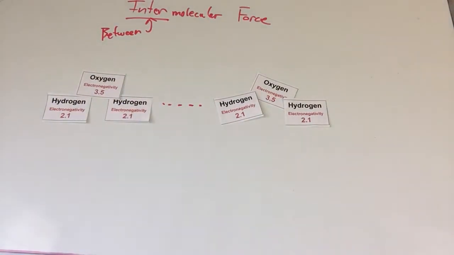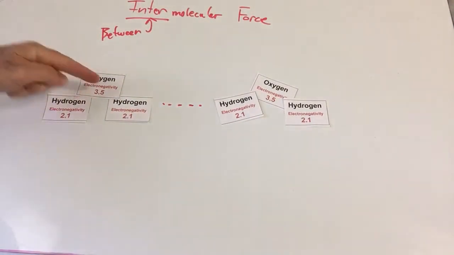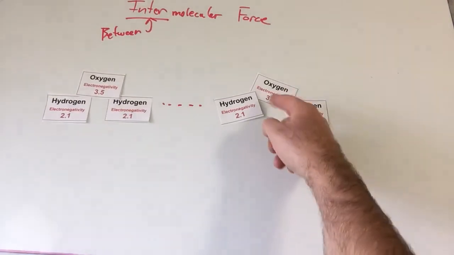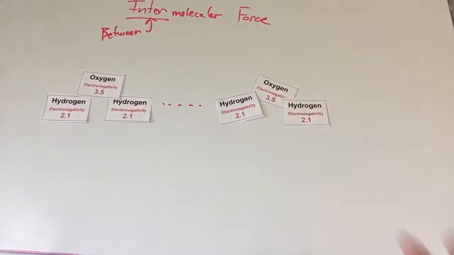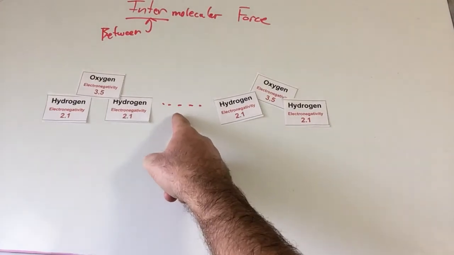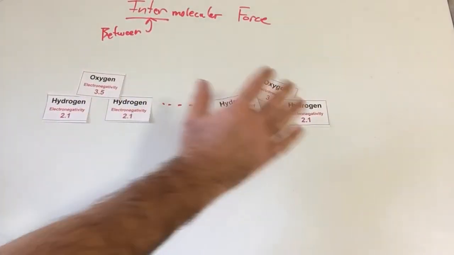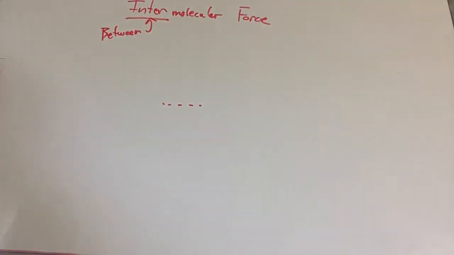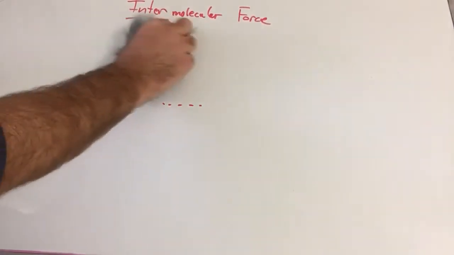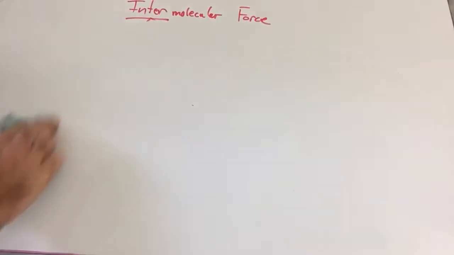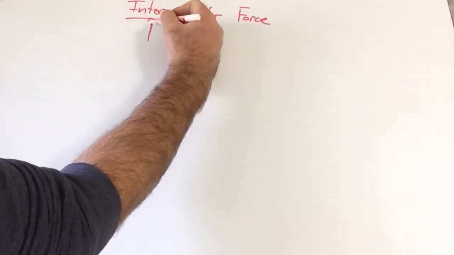So just to be clear, we're not talking about these forces between oxygen and hydrogen. We're not talking about these forces between oxygen and hydrogen. We're talking about this water molecule and that water molecule and what holds them together. So we're switching from the atomic view to the molecular view. And the one that we care about, the one that we're going to talk about right now, is called hydrogen bonding.